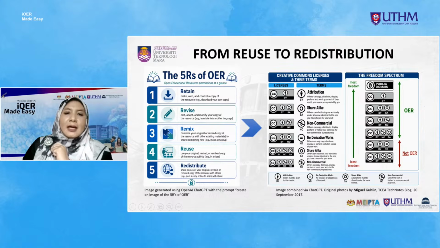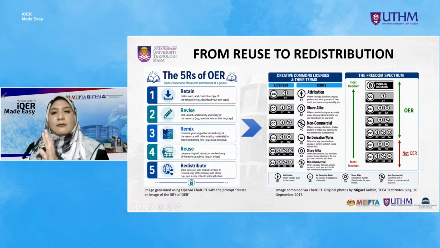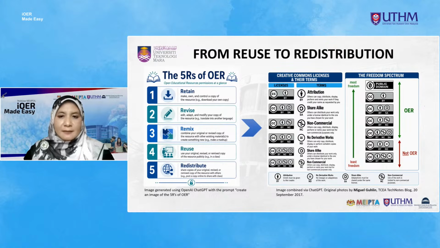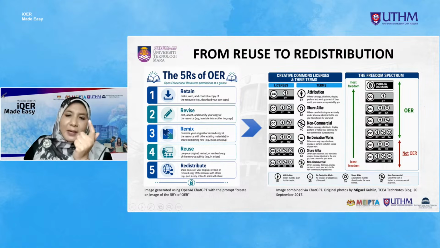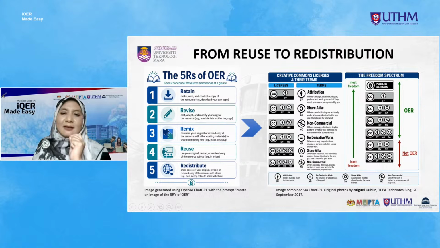Then CC BY-NC. NC means non-commercial, so this one is only for educational purposes. They can copy, distribute, display, perform, remix, they can do everything, but it is only for educational purposes, not for commercial. Then CC BY-ND. ND means that you can just use it as it is. So you can only copy, distribute, and display. You cannot edit. You cannot remix.